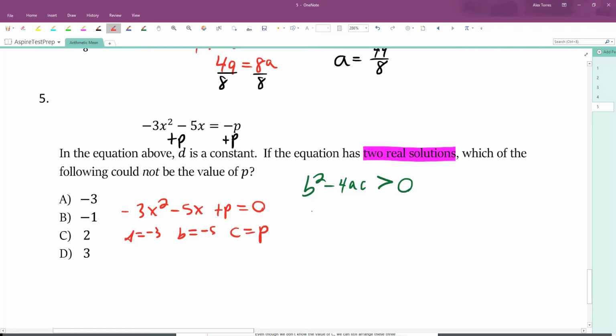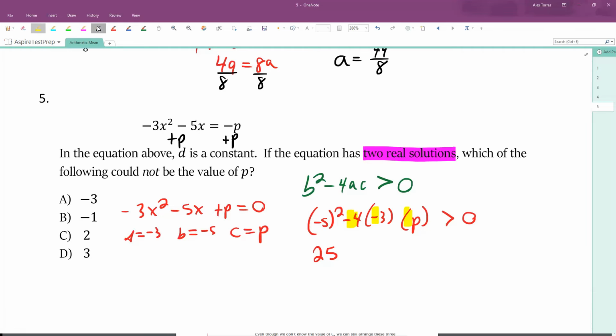b squared minus 4ac is negative 5 squared minus 4, negative 3, and p. And that has to be greater than 0. Simplifying a little, negative 5 squared is 25. Here we have two negative signs and a positive, so we know this entire thing will be positive, plus 12p greater than 0.